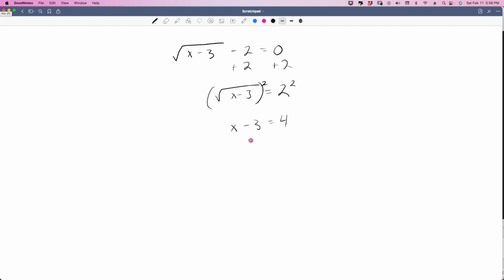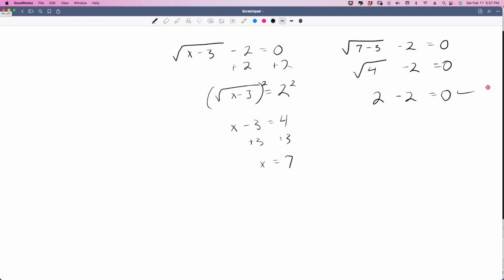So x minus 3, we would add the 3 to both sides, and x would be equal to 7. So we were able to solve for that. And then what we would do is take that x and put it back into our radical and check it and make sure it works. So the square root of 7 minus 3, minus 2, equals 0. 7 minus 3 is 4. The square root of 4 is 2, minus 2. And that does check out. 2 minus 2 is 0.